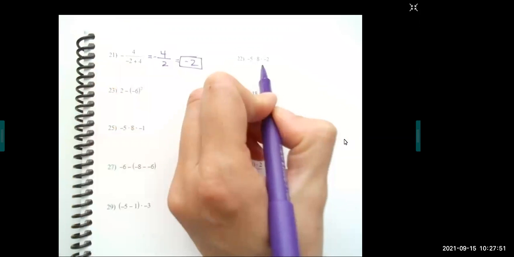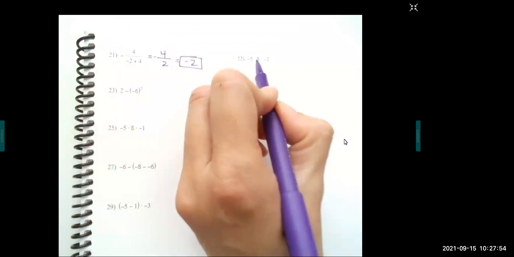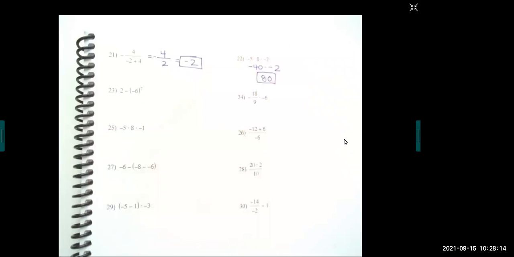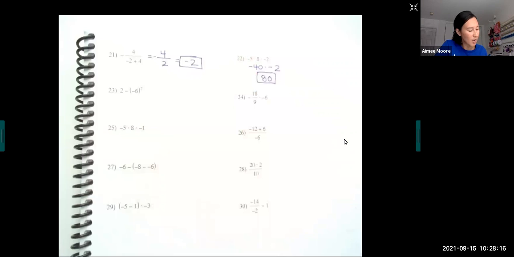And then number 22, I multiplied the -5 times 8 and got -40. And then I multiplied the -2 and got -80. So if we have a -40 times a -2, it would be positive 80. Yeah, good. My bad. Thank you, Jaslyn.